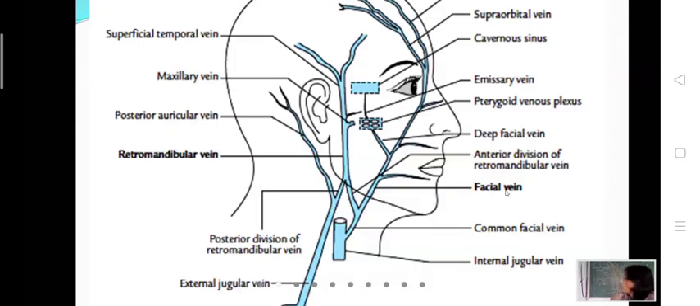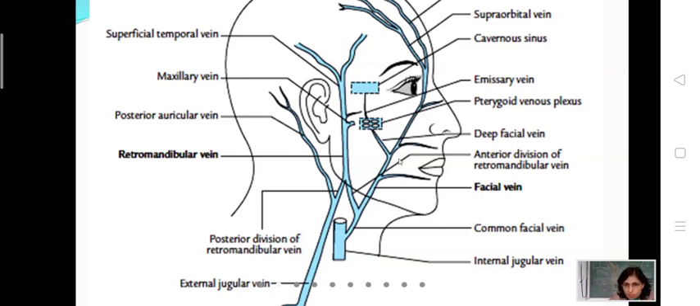Facial vein communicates with the cavernous sinus by way of the superior ophthalmic vein, which goes inside the orbit and then communicates with the cavernous sinus. First connection is this. Second connection, or communication is a much better word.